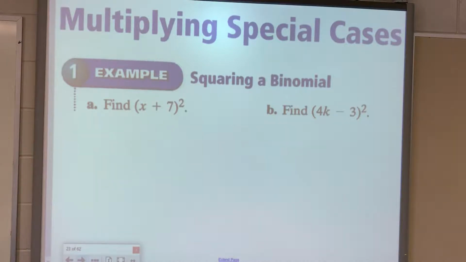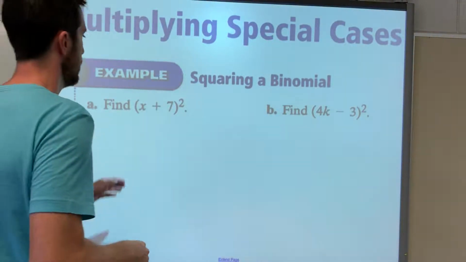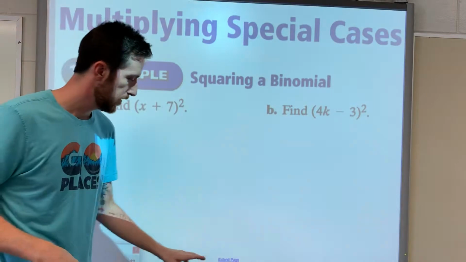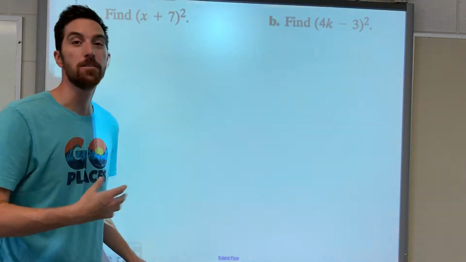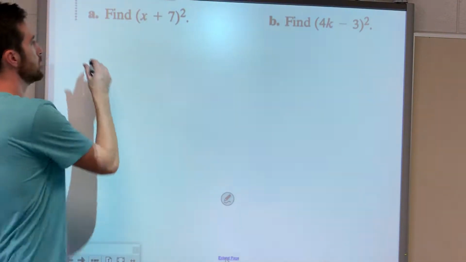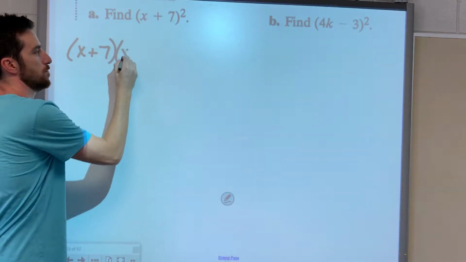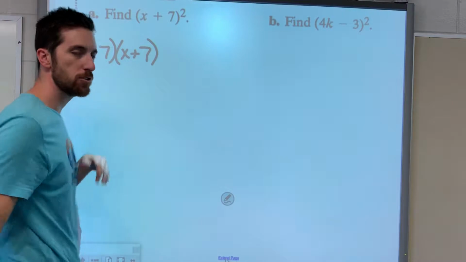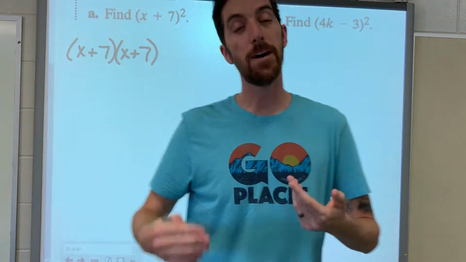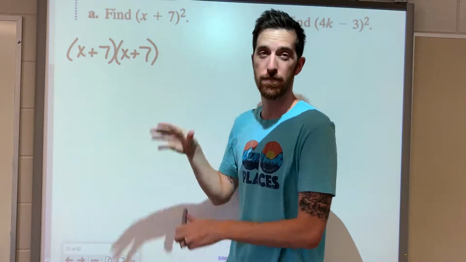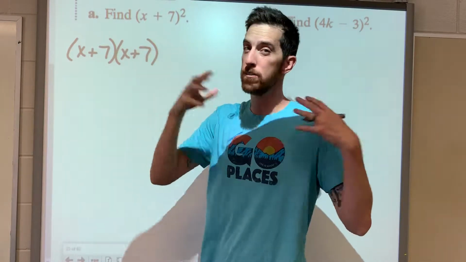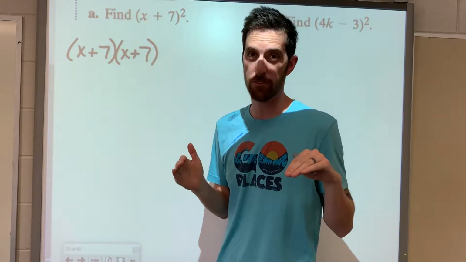Now these are cute. These are called special cases. X plus 7 squared. When you square something, you know that you multiply it by itself. So really this means x plus 7 times x plus 7. Now I will show you a shortcut for this in a moment's time, but this is a great thing to fall back on. If you ever see something squared, write it twice and FOIL it, and you come out with the perfect answer.